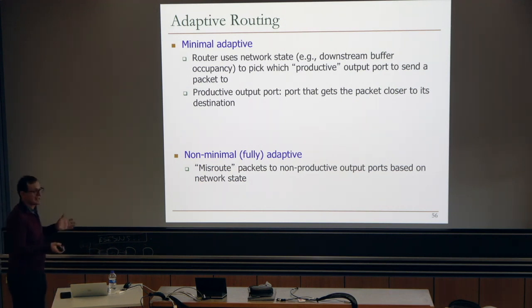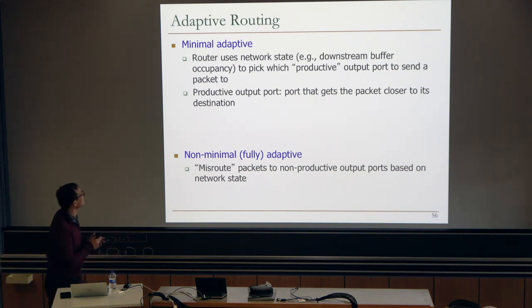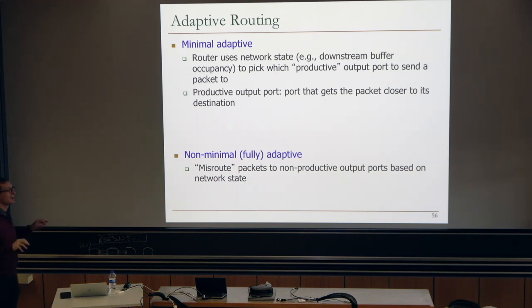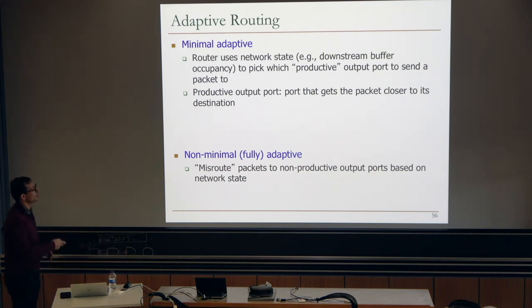And we already discussed both of them actually: minimal adaptive and non-minimal adaptive, which is sometimes called fully adaptive because you have no restrictions on adaptivity here. In minimal adaptive, the router uses network state, for example, the downstream buffer occupancy, to pick which productive output port to send a packet to. Productive meaning it reduces the distance to the destination, as we discussed. A port that gets the packet closer to its destination.